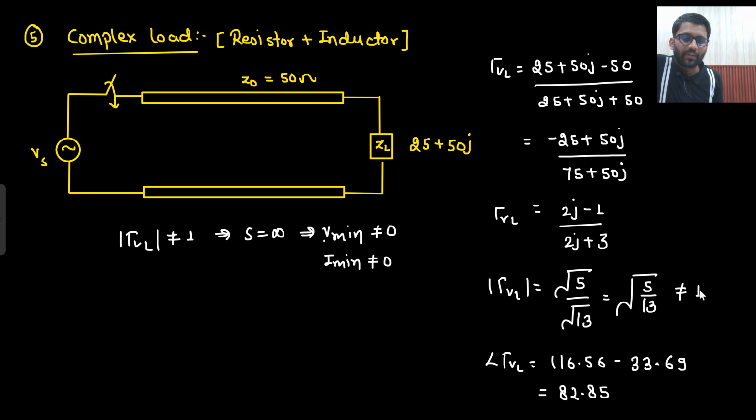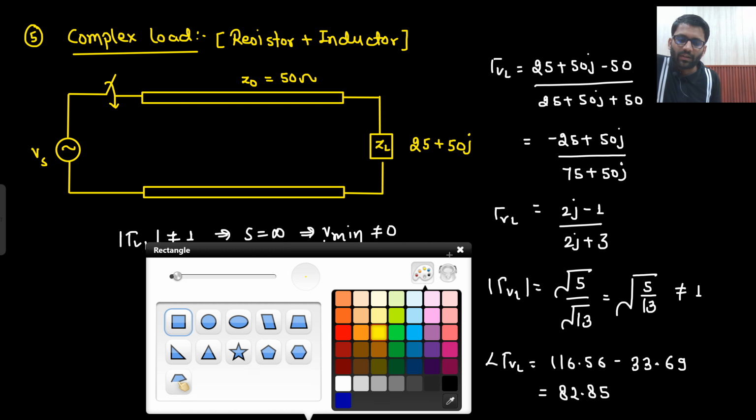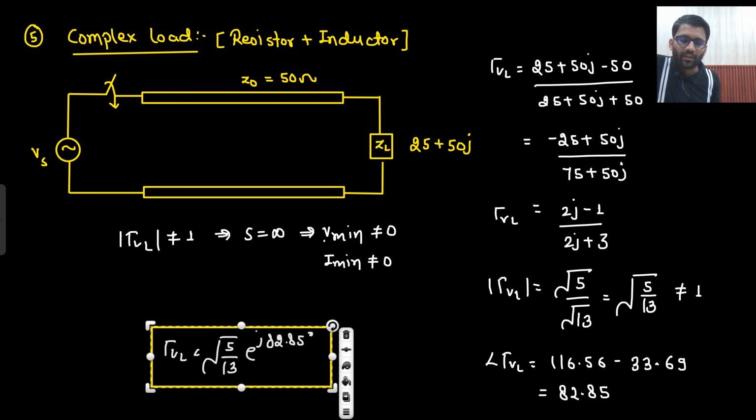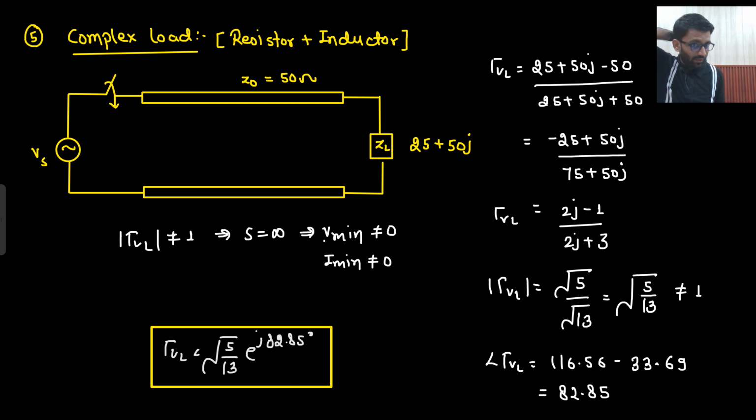So here, this is what we are getting. Our gamma L can be written as under root 5 by 13 e to the power j 82.85 degree. Now if I write down my V(y) equation, so V naught plus e to the power j beta y plus under root 5 by 13 V naught minus e to the power minus j beta y e to the power j 82.85 degree.